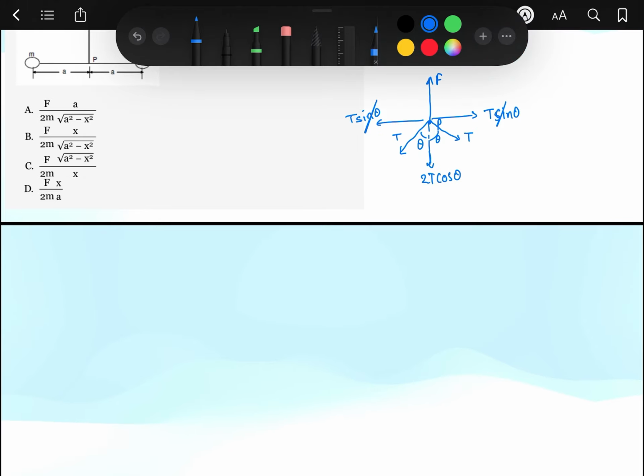So if I write the equation of motion for this point P, since there is no mass, the upward force will be equal to the downward force. So F will be equal to 2T cos theta. So the value of tension will be equal to F divided by 2 cos theta. Let us suppose this is our equation number 1.